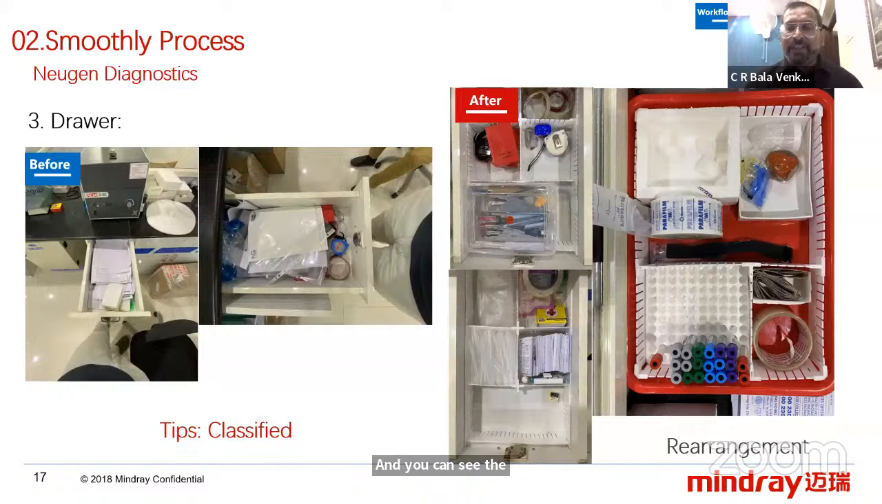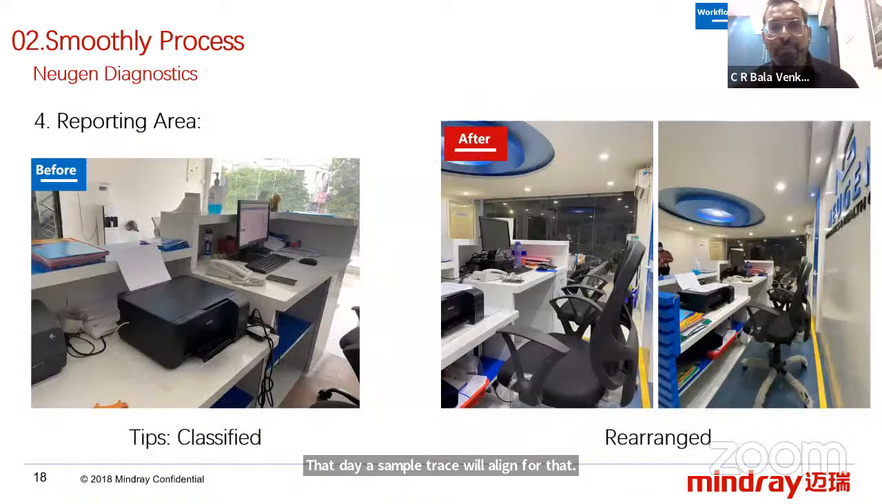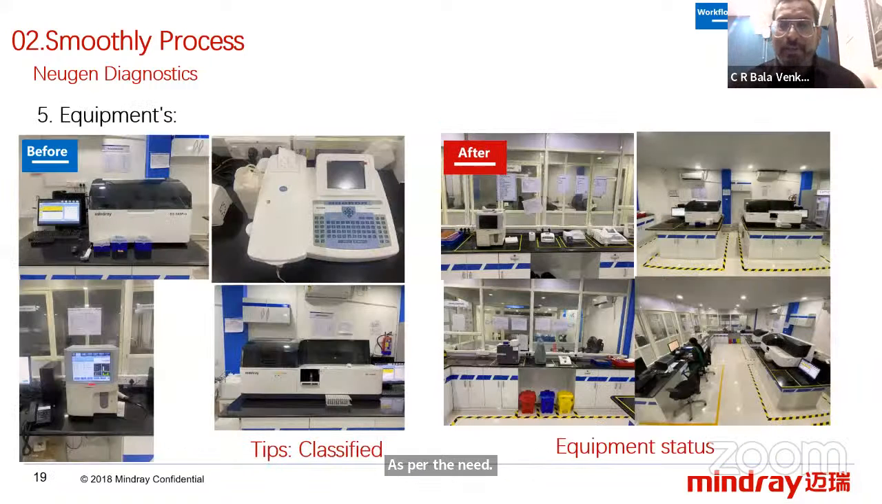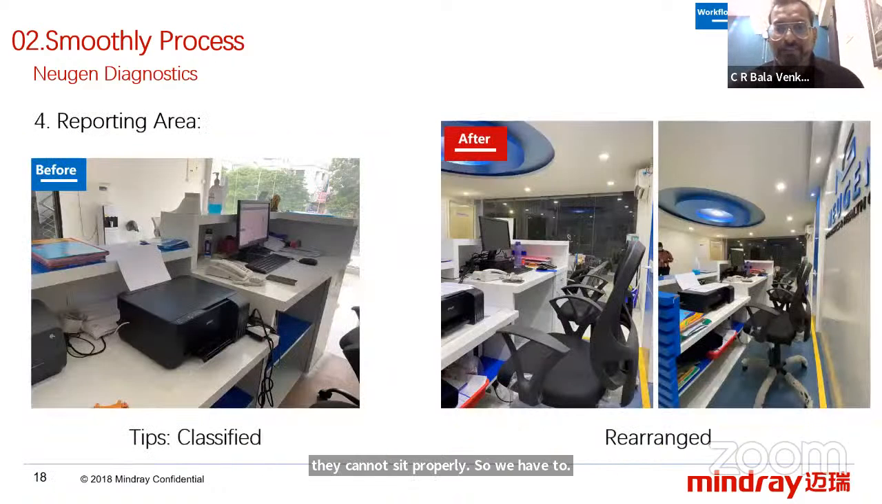And you can see the drawers, how they were maintaining them, a little chaotic. Even if they wanted to take scissors, they had to search. So here, everything, even the drawers and the sample trays, are well aligned for their convenience. Next. A complete rearrangement has been done. You can see the reception area, which we have clearly aligned as per their need. There were a lot of issues in the ergonomics. They could not sit properly, so we arranged a separate table for the reception people to sit and work in a very comfortable way.